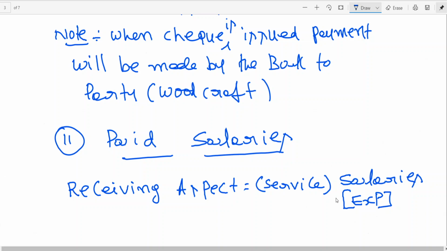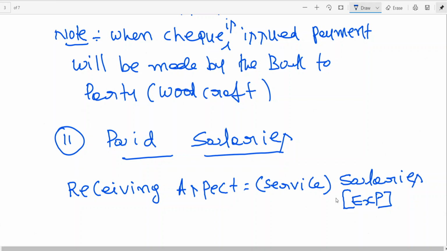Simple example. I am delivering a lecture. I am providing service to Chams. For extracting service from the faculty, Chams is making payment to me. It is called salaries. That means Chams Institute is receiving service.